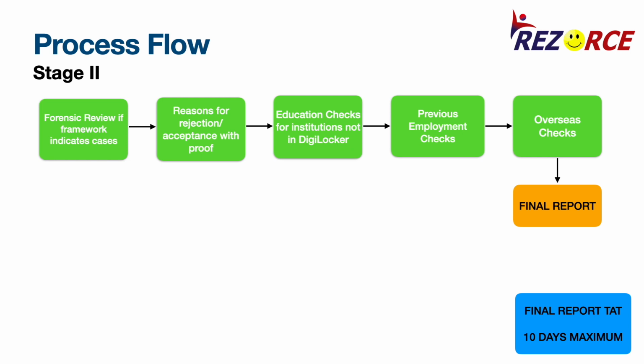Next, we will perform checks for any qualifications that are not on DigiLocker, any previous employer checks, overseas checks if the employee has studied or worked abroad, and finally share with you a complete and final report. The turnaround time for this entire process is a maximum of 10 days.